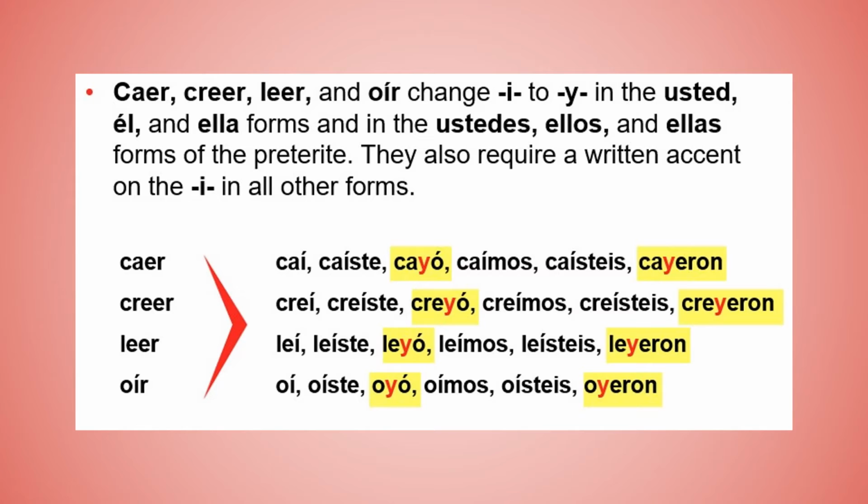So with caer, creer, leer, and oír, you have to change the i to a y in the usted, él, and ella forms, and also in the plural ustedes, ellos, and ellas forms. And those also have an accent on the i. As noted here, you can see the i in all of these has that written accent mark on it.